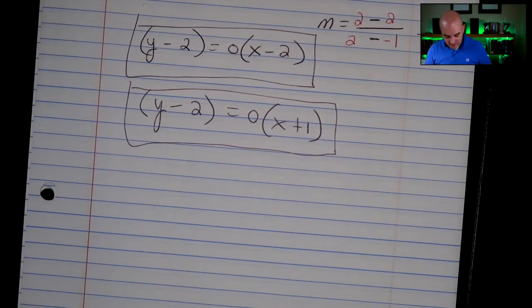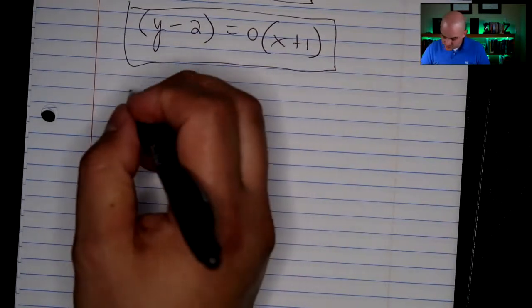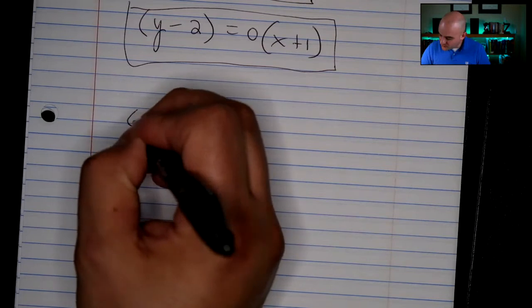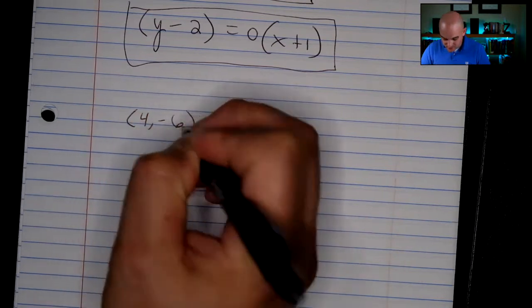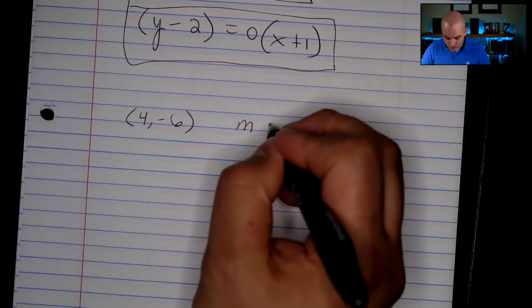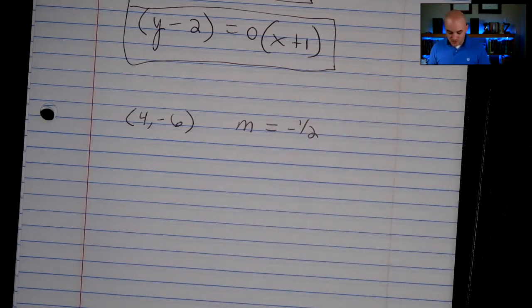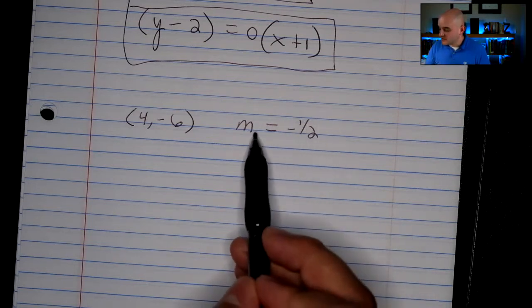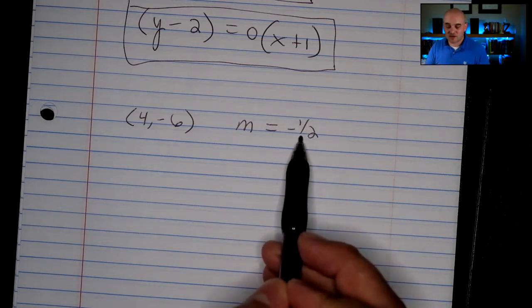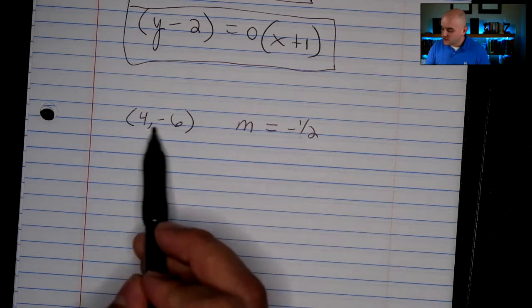Let's try another one. Let's actually graph one. So let's suppose I give you that the line goes through the point 4, -6, and it has a slope of -1/2. So I want you to write the equation of that line in point slope form, and then I want you to graph that line. So this time I actually made it a little bit easier on you. I gave you the slope, so we don't have to calculate the slope there. And you've got this point right here.